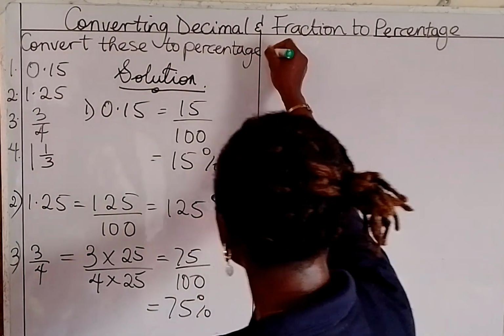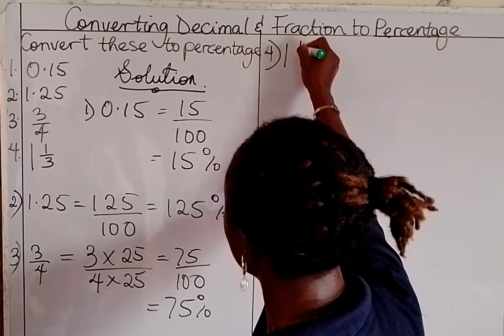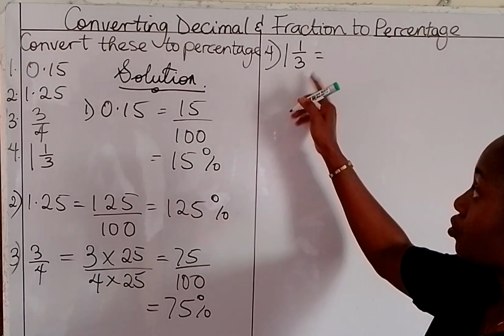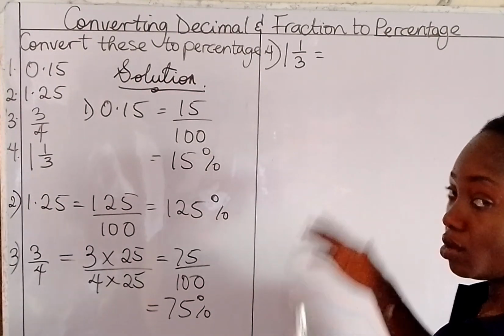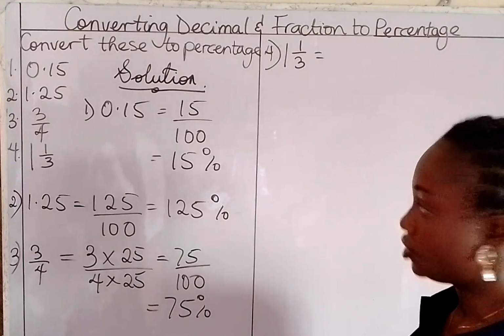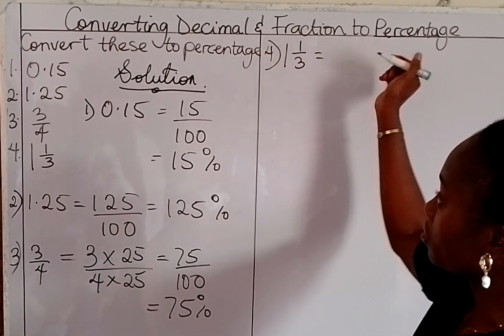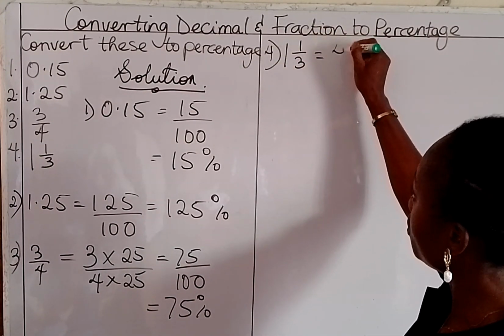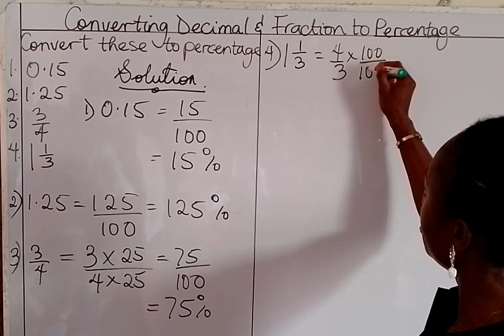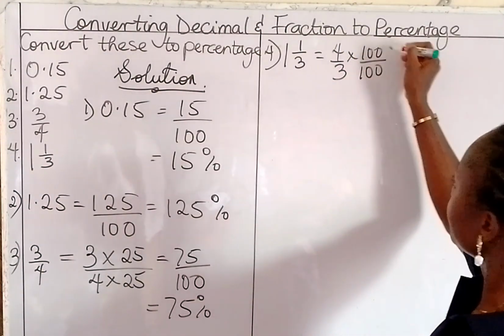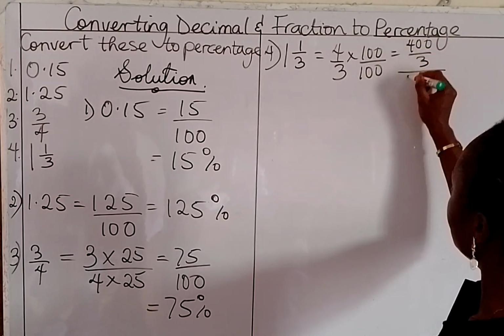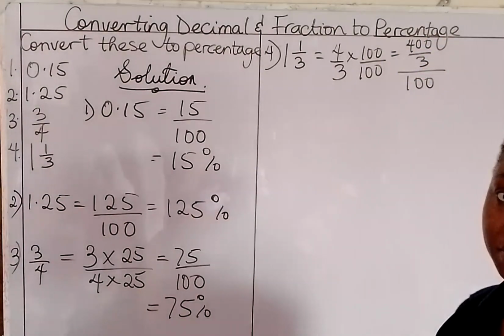Now question 4. We have 1 whole 1 over 3. Now we also need to multiply this by 100, both the numerator and the denominator, to get our percentage. 3 times 1 is 3, plus 1, sorry, that's 4 over 3 times 100 over 100. Right? Now this becomes what? 400 over 3 over 100.